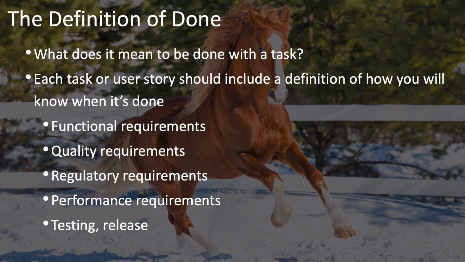Each user story should include its definition of done, including requirements for functionality, quality, legal and regulatory compliance, performance, testing, and release. Remember your quality metrics and quality measurements? This is where they go.